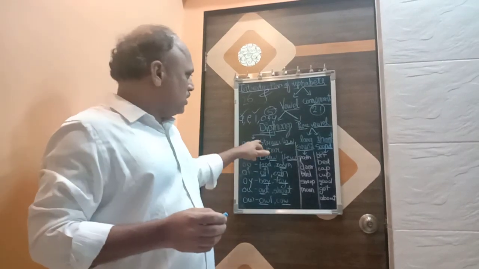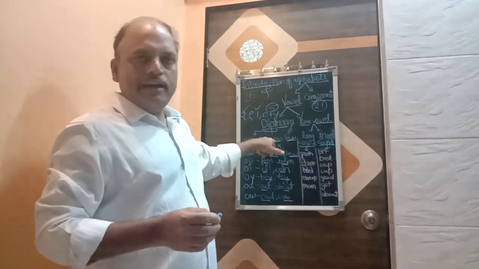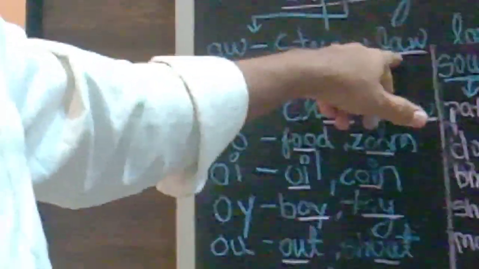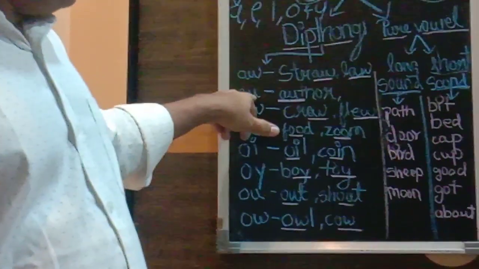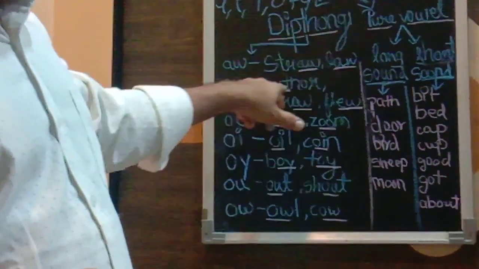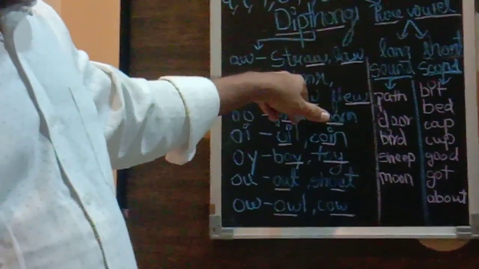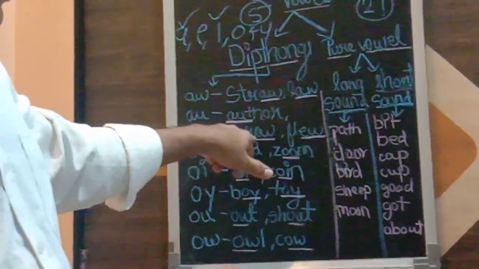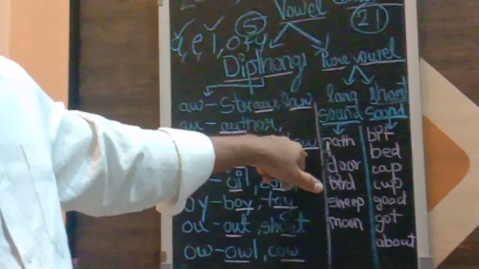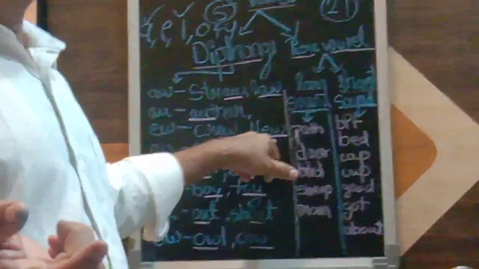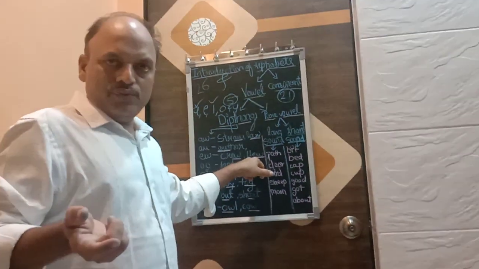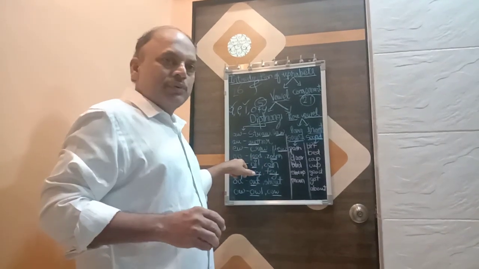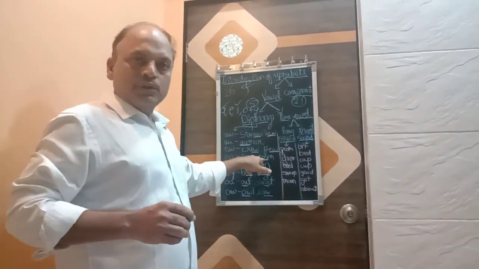AW, for example, straw, draw, drawing also, law. AU, the example of this one is author. EW, crew, flew, blew. OO, this one is double O: food, zoom.